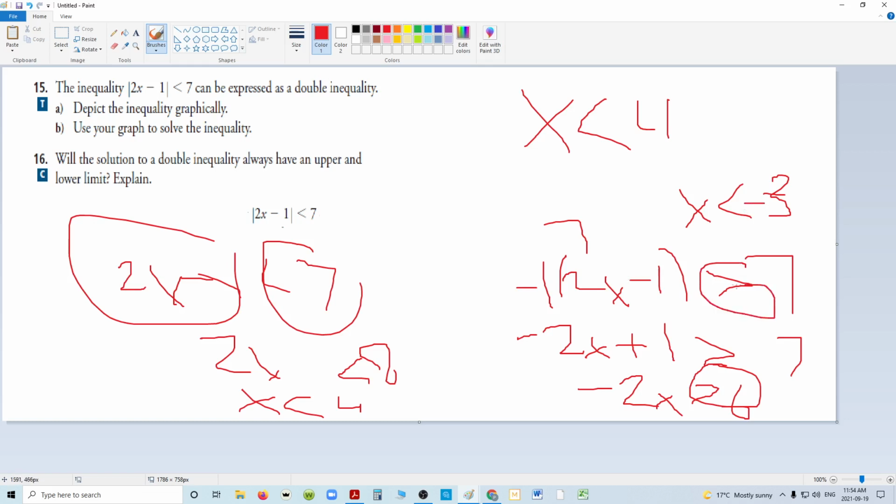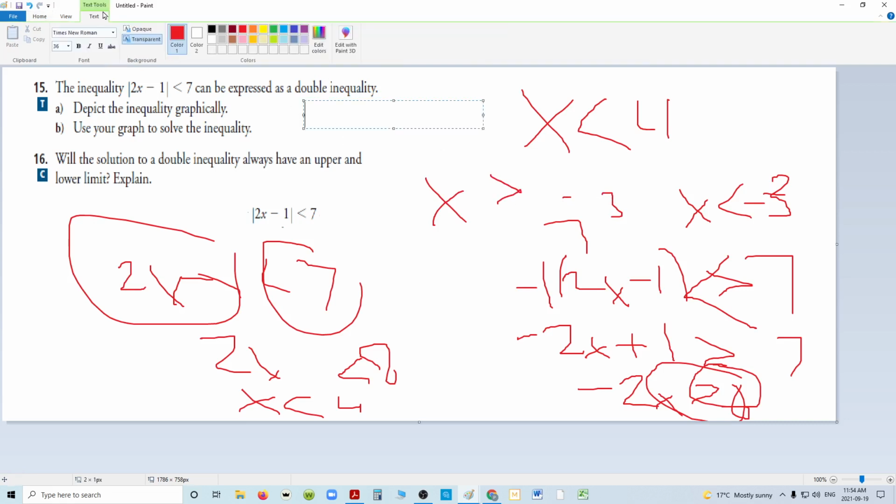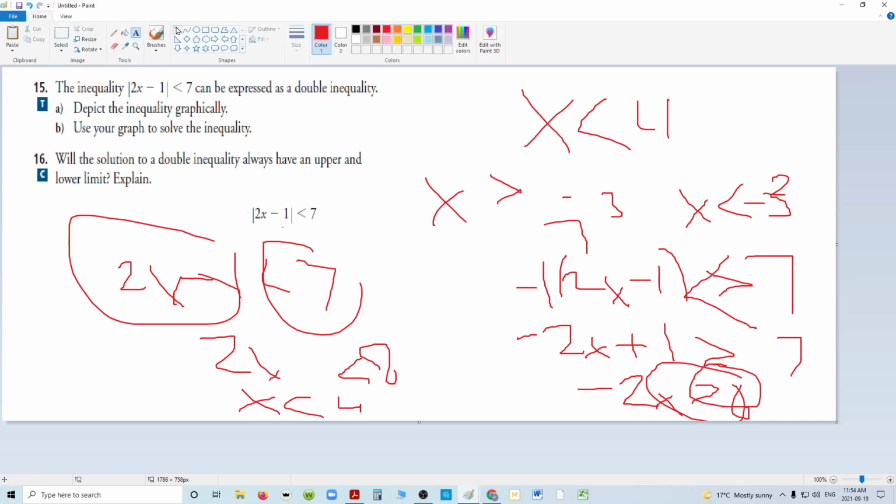So I think I just keep the sign the same if I multiply by minus 1. So yeah, I think I just keep the sign the same. My bad. So you just take x is bigger than minus 3, which means that on a line solution, it will be between minus 3, not including it, and positive 4.